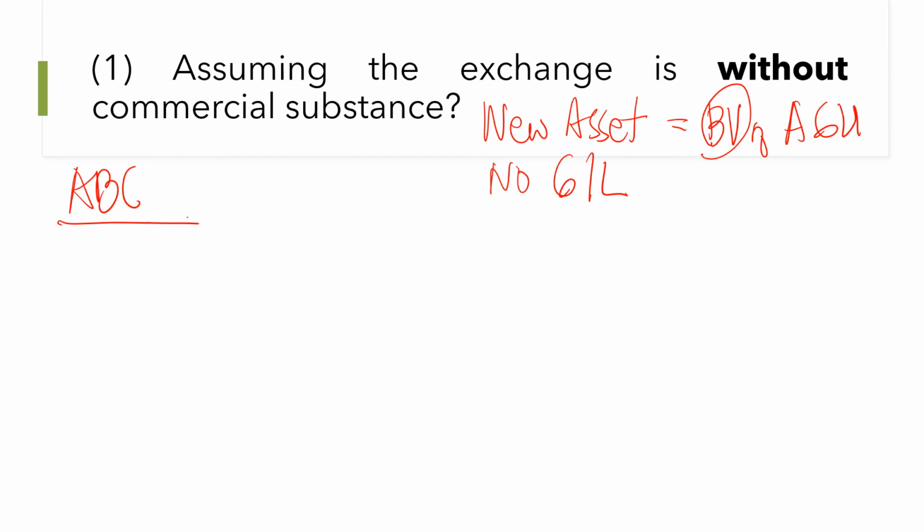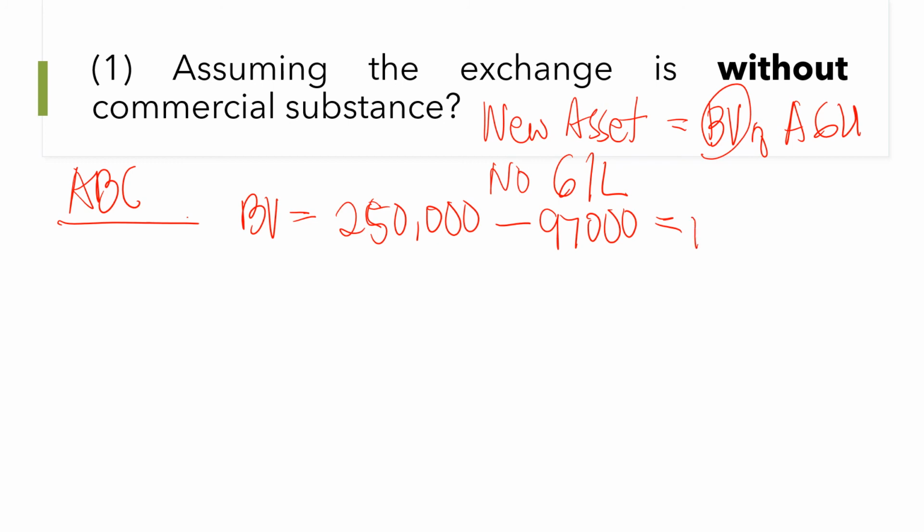Remember, ang book value ng asset ni ABC, ang original cost, this is 250,000 minus yung accumulated depreciation, this is 97,000. So, 250,000 minus 97,000, that's 153,000. So, i-debit niya yung machinery. Take note, this is new. Kung walang binayarang cash, if there is no cash payment made by ABC, 153. Kaya lang, meron tayong cash. So, therefore, adjust din natin, just like the fair market value.